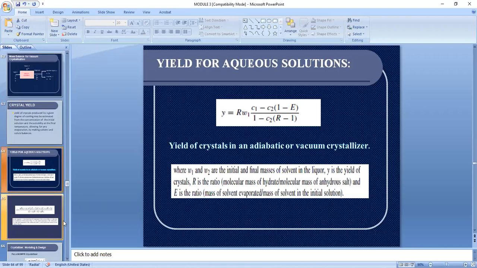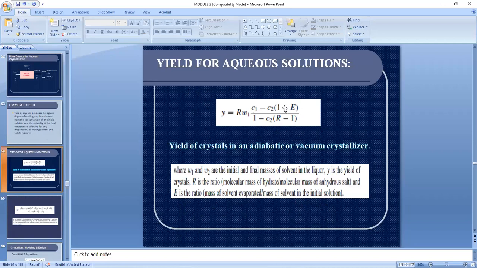Now, the yield based on Coulson's equation is this one. The R is defined as the ratio of the molecular mass of the hydrate over the molecular mass of the anhydrous salt. So the one that contains the water and the one that does not contain the water. So that's the R. The E that appears in this formula is the ratio of the mass of the solvent evaporated to the mass of the solvent initially present in the process feed or in the solution. So these two, the R and the E, appear in the formula that can only be seen in Coulson.